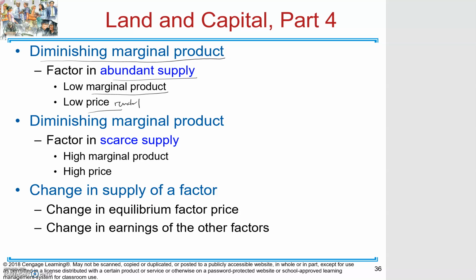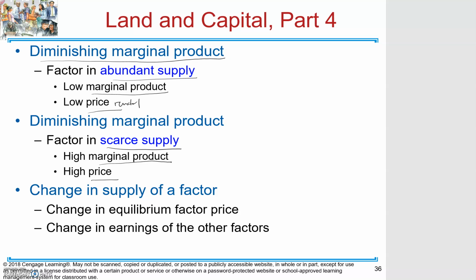And then satu in abundant supply. Second is in scarce supply. Okay, kalau supply scarce, dia akan jadikan sebaliknya lah. So marginal product akan jadi lebih tinggi dan harga akan jadi tinggi.